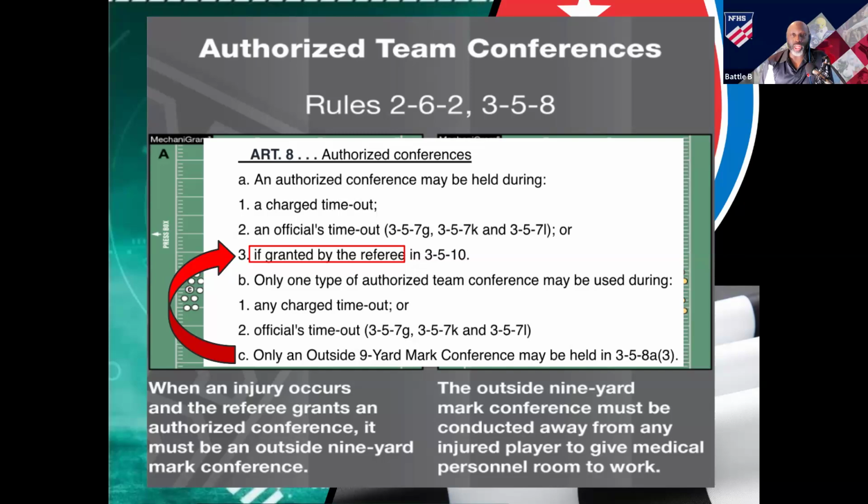So understand, I know we do it unconsciously, but before you give an injury conference timeout, you have to grant it. If you think it's going to be there a little longer, the players look injured and they're going to be sitting there, grant that outside the 9 yard mark conference and let them talk to their coaches and things of that nature until the injured player is off the field. But if you think it's going to be quick and the player's not going to be on the field that long, you don't have to grant that timeout. It's not guaranteed and it's not automatic. It has to be granted by the referee.